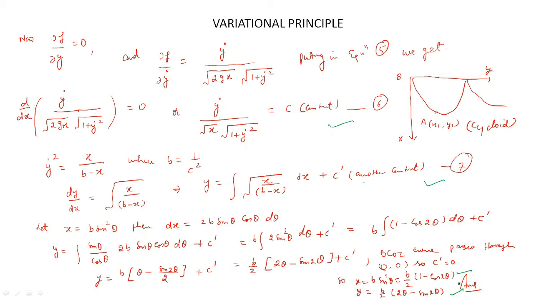So these two equations represent the equation of a cycloid. So when a particle falls freely in a vertical plane on a frictionless wire, then its path will be a cycloid. Thank you.